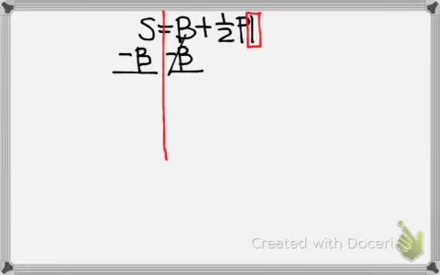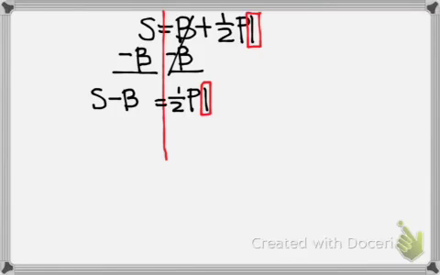B minus B will cancel itself out. So we're left with 1/2 PL on the right side. S and B are not like terms, so we'll just bring down S minus B. We still have to move away the 1/2 and the P. I'll start with the 1/2.